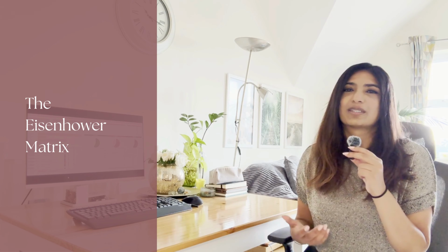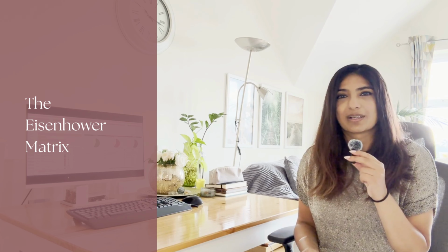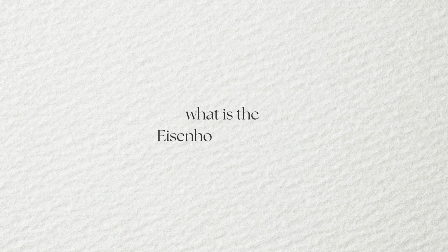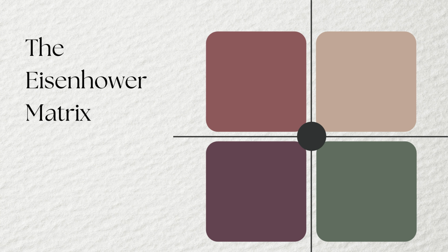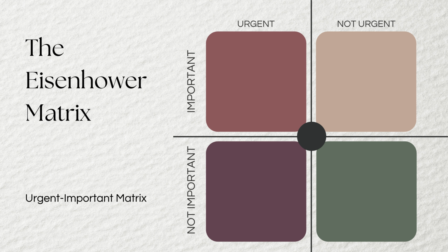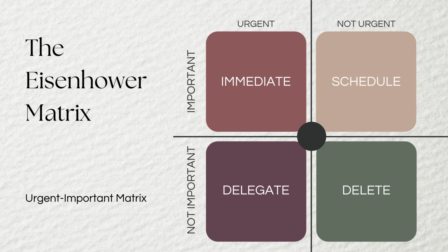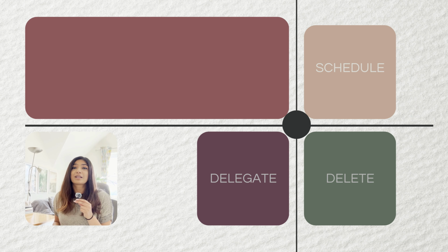Before I take you through the spreadsheet, I just want to give you a quick overview of the Eisenhower Matrix, which is the framework that is used in the Task Organiser. Also referred to as the Urgent Important Matrix, it's a really simple method that helps you sort out your tasks into 4 key categories. For tasks that are both important and urgent, do these first.